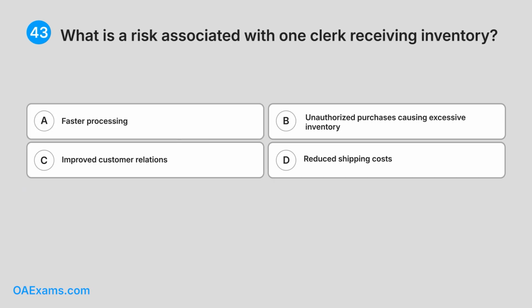43. What is a risk associated with one clerk receiving inventory? A. Faster processing. B. Unauthorized purchases causing excessive inventory. C. Improved customer relations. D. Reduced shipping costs. Can you guess the answer?